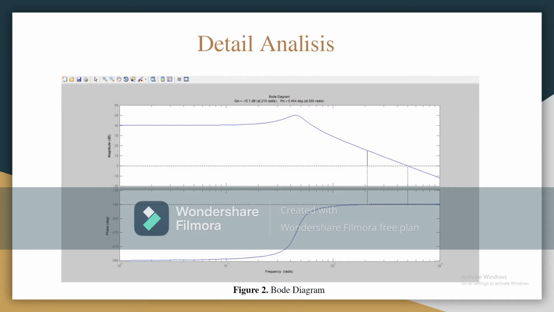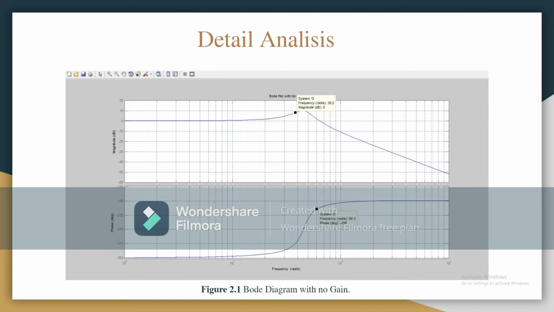As we can see here, on the top we have the magnitude in dB, and on the bottom the phase in degrees. And in the x-axis we have our frequency in rads per second. As we can see here, the magnitude is set to negative 15.1 dB and our phase is 0.454 degrees. Here on figure 2.1, we can see a Bode diagram with no gain. As you can see, the frequency is at 38.2 on the magnitude, and on the phase, we have a frequency of 60.3 and a phase of negative 206.